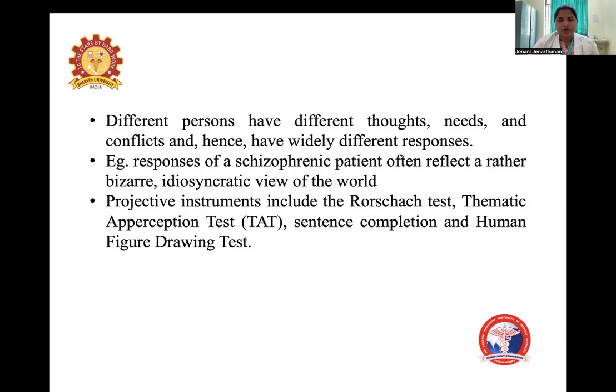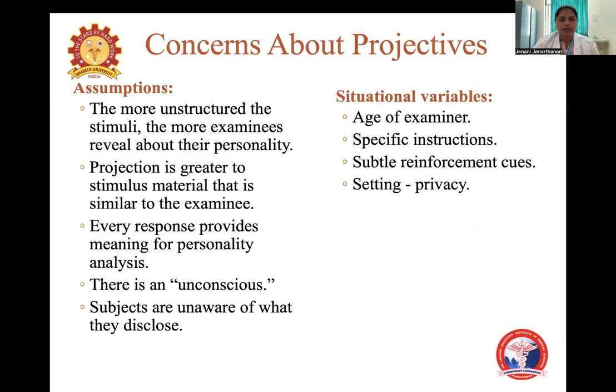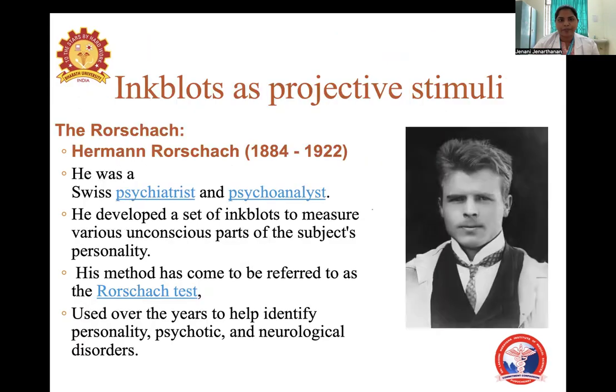Projective instruments include Rorschach's test, the Thematic Apperception Test, sentence completion, and the human figure drawing test. Concepts about projectives, assumptions: the more unstructured the stimuli, the more examinees reveal about their personality. Projection is greater to stimulus material that is similar to the examinee. Every response provides meaning for personality analysis. There is an unconscious; subjects are unaware of what they disclose. Situational variables include the age of the examiner, specific instructions, subtle reinforcement cues, and setting privacy.